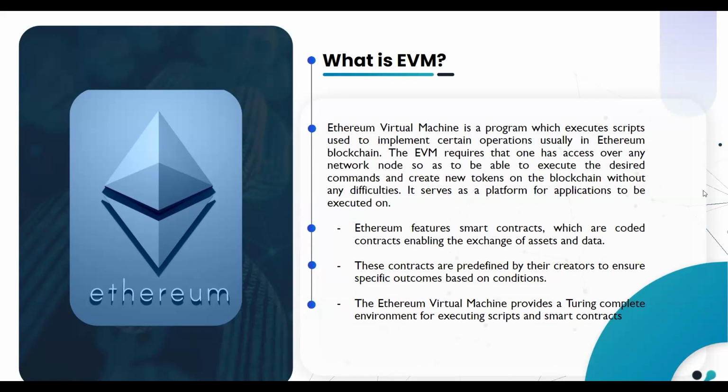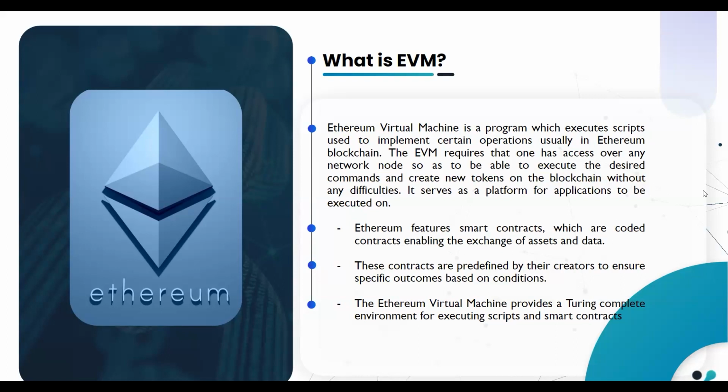We call it the Ethereum virtual machine because Ethereum has its own set of opcodes and ways to execute a certain piece of code, right? So it has its own set of codes on which it works. That's why it's specific to Ethereum, and therefore it is called the Ethereum virtual machine.